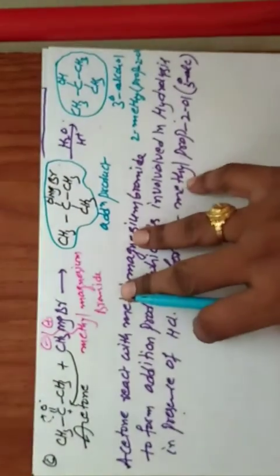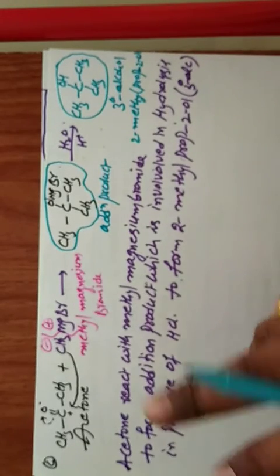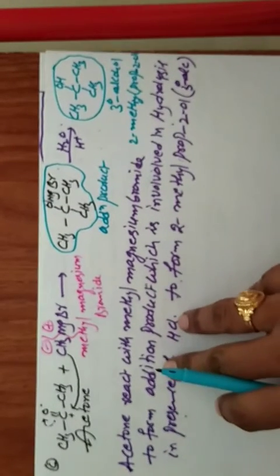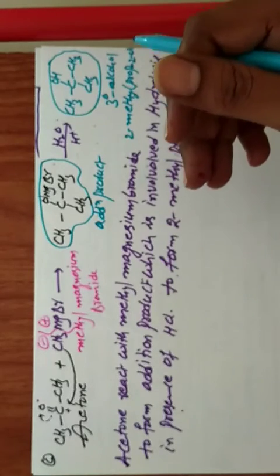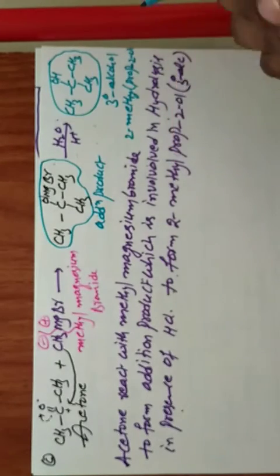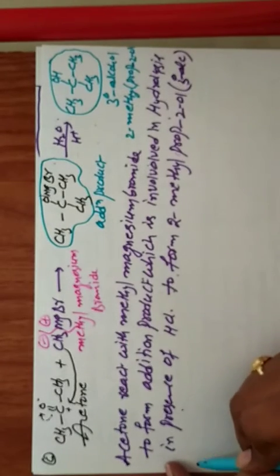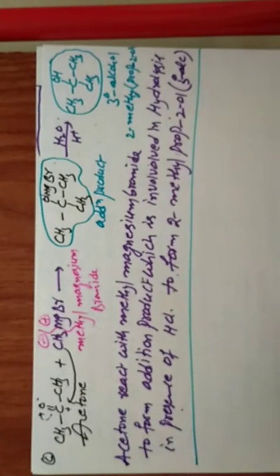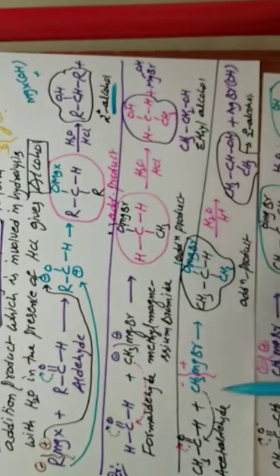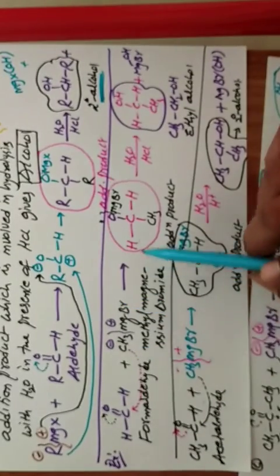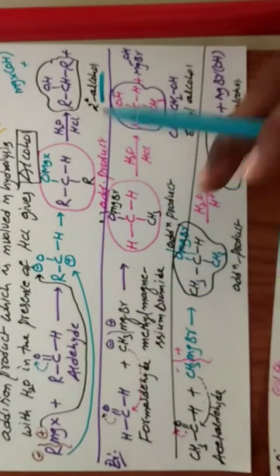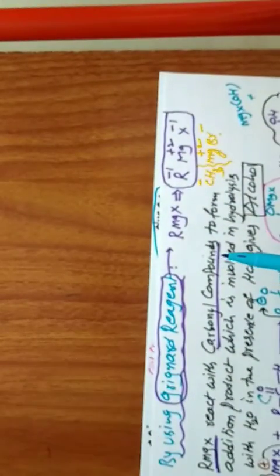So aldehydes and ketones both interact with RMgX Grignard reagent to form corresponding alcohols. So these are the preparation methods of alcohols. In this case, for these two reactions, you should write the statements for these two examples also. So once again, recall this topic.